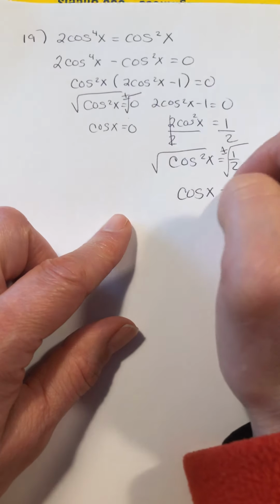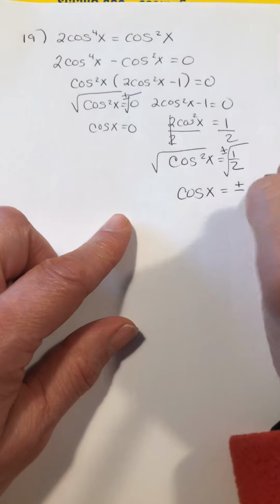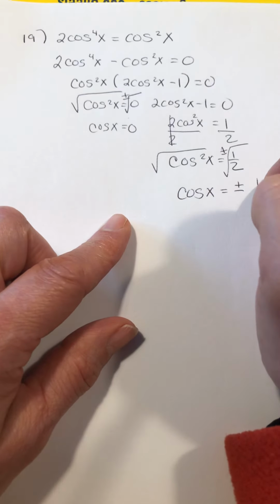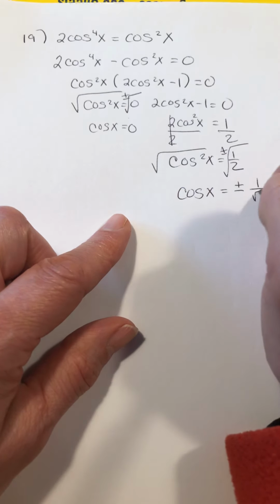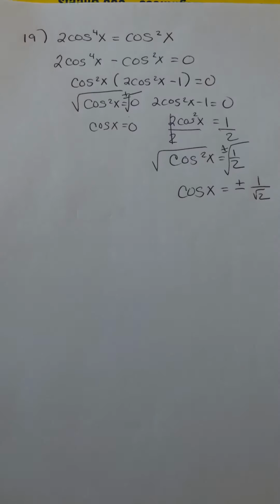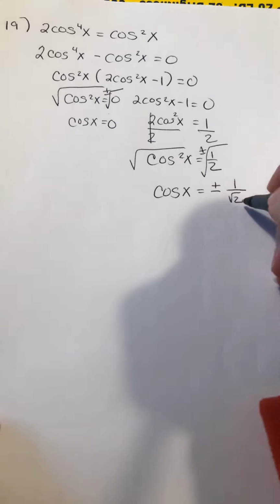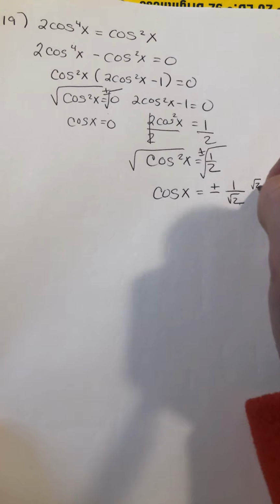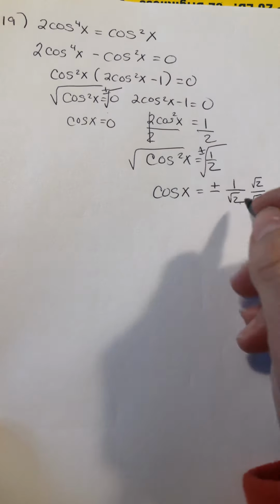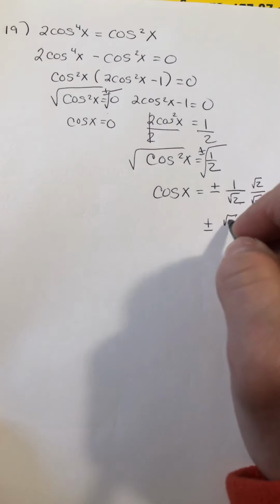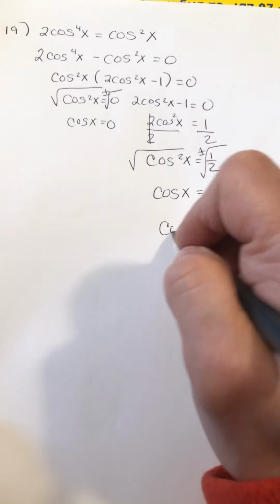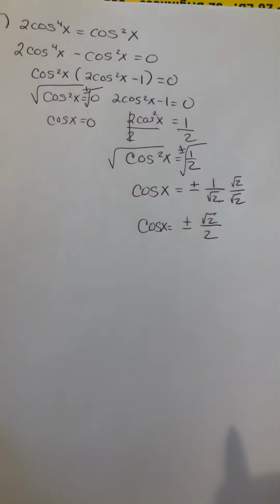We get cosine of x equals plus or minus. Square root of 1 is 1. Square root of 2 is square root of 2. Now we need to rationalize. We can't leave that radical down there, so we're going to multiply by rad 2 over rad 2. And we get rad 2 over 2 is equal to the cosine of x.